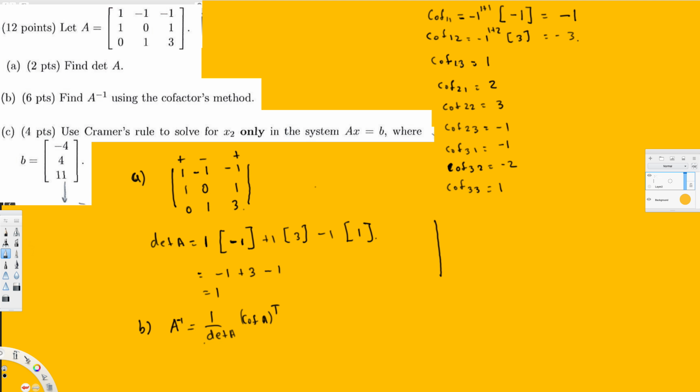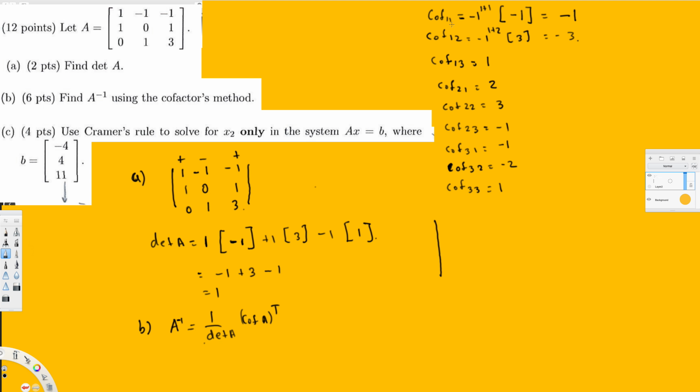So you do the same thing for this one: (-1)^(1+3), 2 plus 1. Then you eliminate the row and column components and find the determinant, AD minus BC. If you do that, you will get all these values. Now we have to arrange them in exactly the same order.